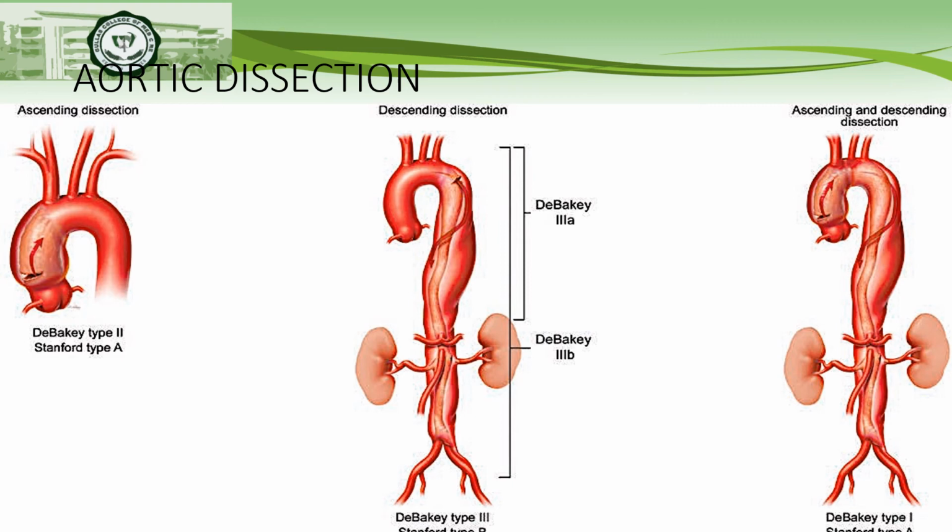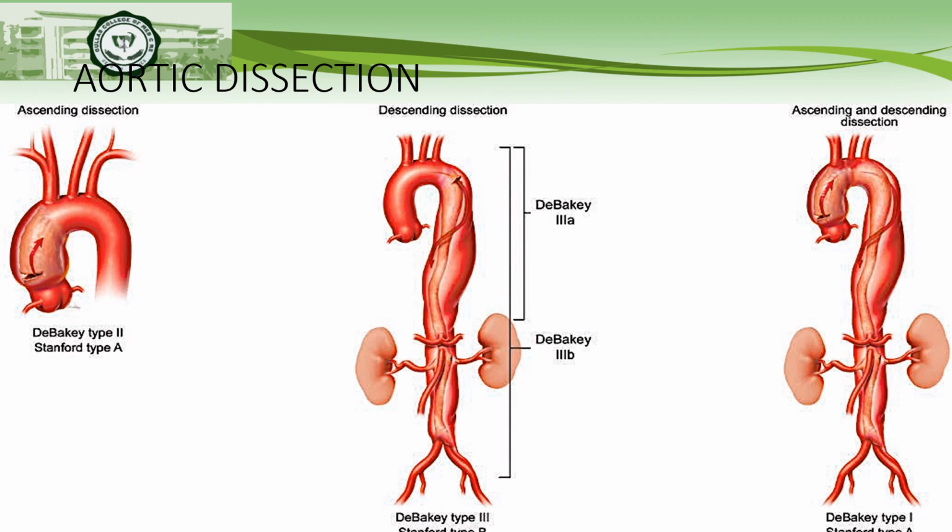The DeBakey, on the other hand, we have the DeBakey 1, the one on your right. This originates in the ascending aorta, propagates at least to the aortic arch, and often beyond it distally. So, it starts from the ascending going down. Okay? The DeBakey 2, the one here on your left, originates in and is confined only to the ascending aorta. So, easiest to remember is the DeBakey 2.